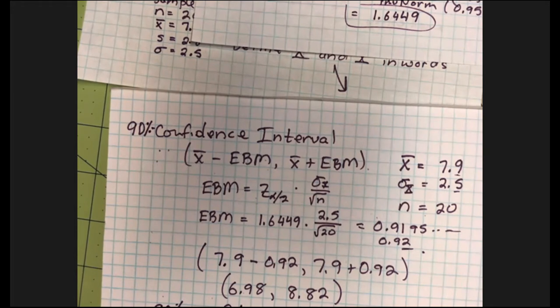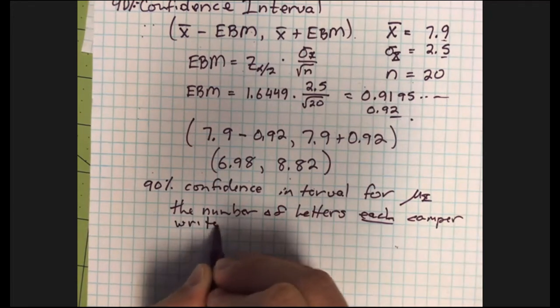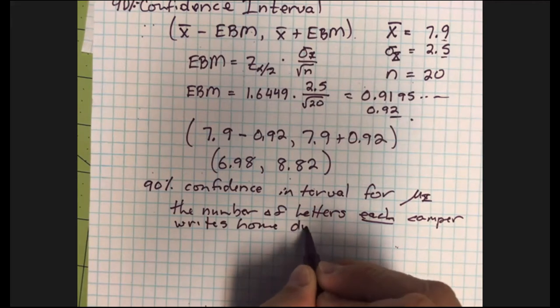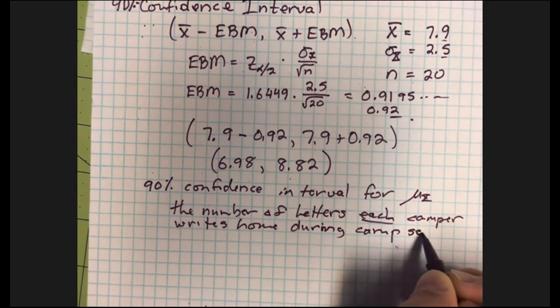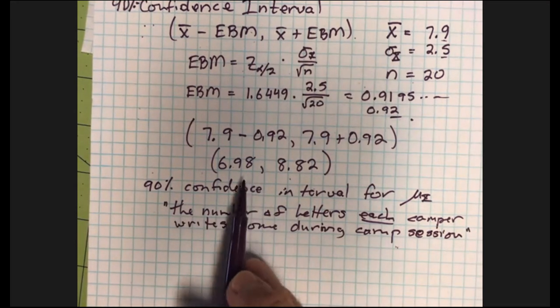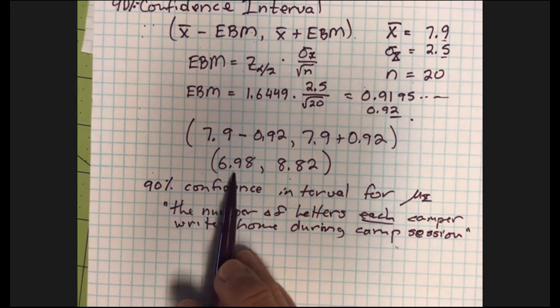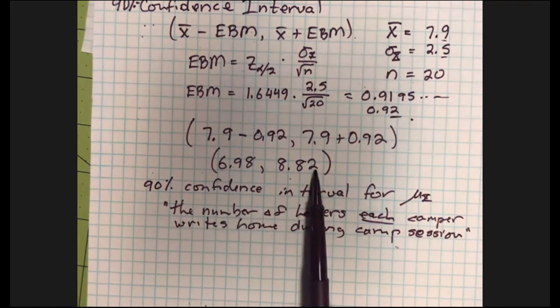the number of letters each camper, the sample mean of the original experiment, the number of letters each camper writes home during the camp session. Now there's some special vocabulary you have to be aware of right here, but this is pretty cool. There might be 1,000 kids at that camp. And I've made this estimate that the amount of letters they write home on average is between 6.98 and 8.82.